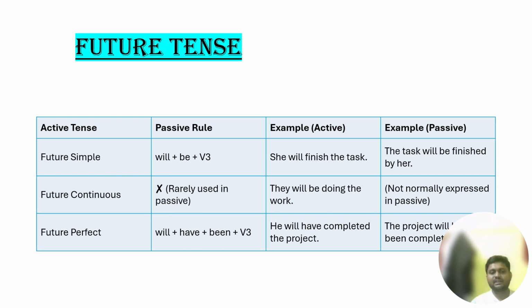Then we have at last future perfect, and to convert a future perfect active sentence into its passive form, we have to use will plus have plus been plus the verb's third form. For example, if the active sentence is he will have completed the project, then its passive form would be the project will have been completed by him.